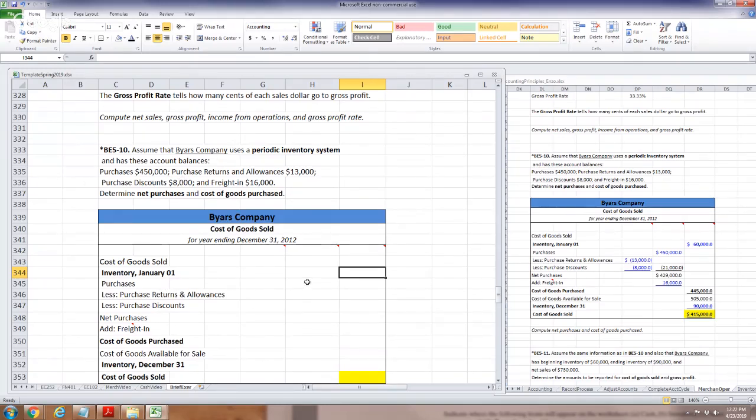Purchases were $450,000. Again, returns and allowances, minus 13,123. Discounts, minus 8,000. And this is the same maneuver as before, with sales discounts and returns and allowances. But we're looking at it as a seller now, what comes out of their inventory.